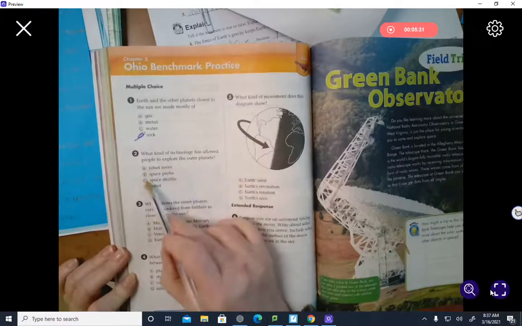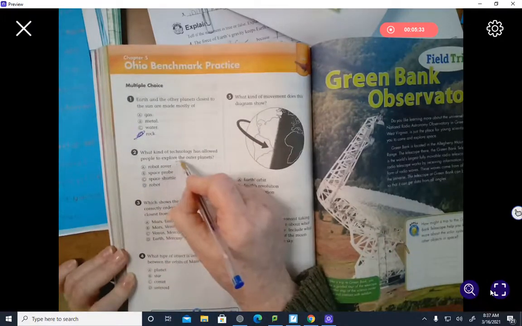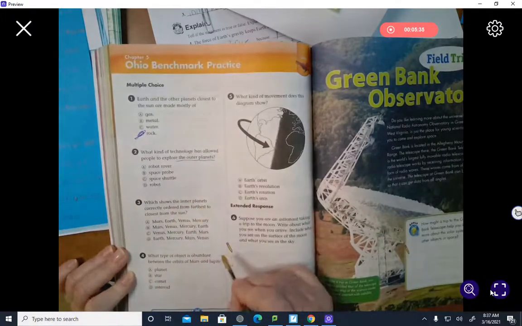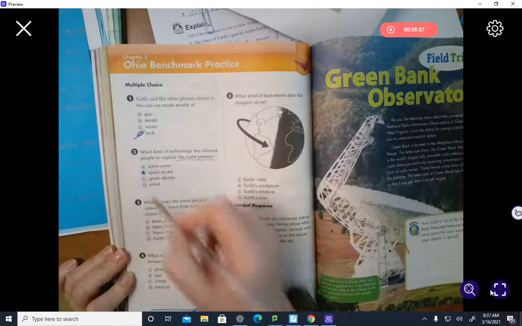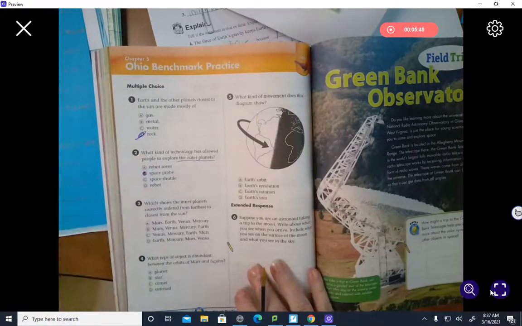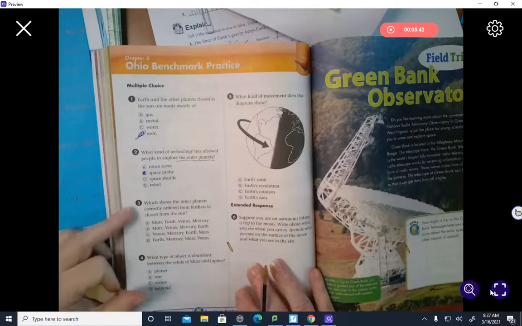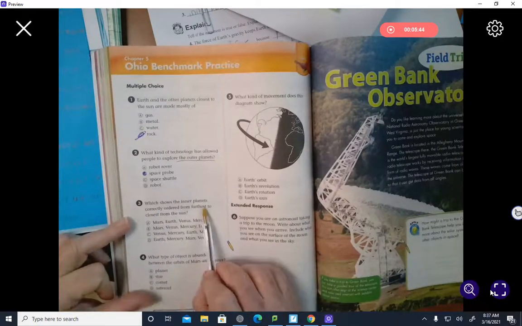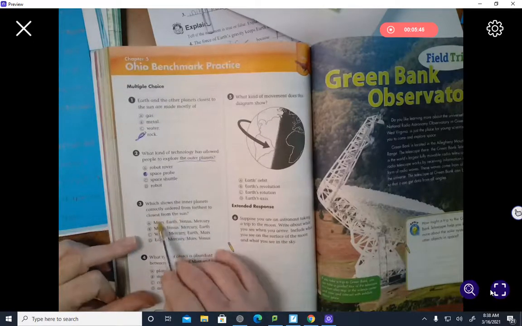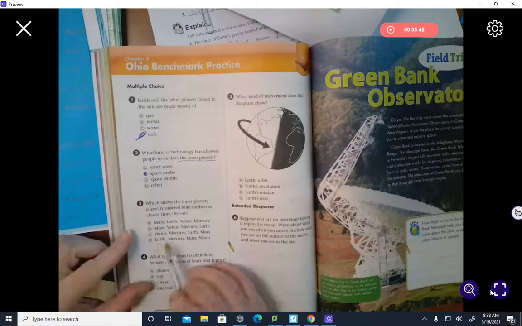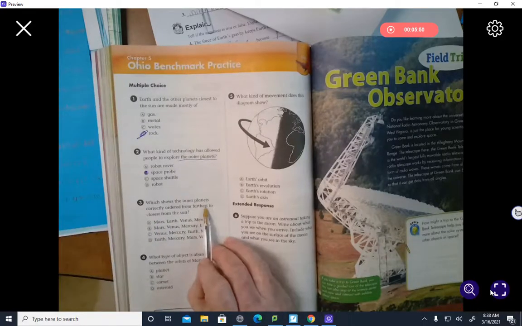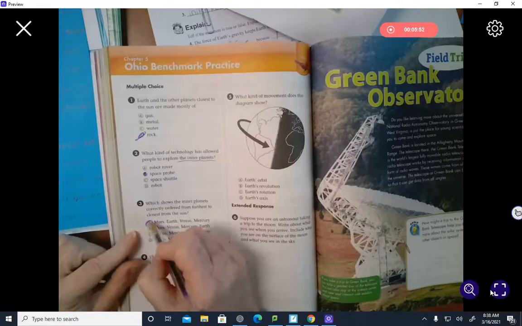This one was a difficult one unless you drew your attention to this idea of outer planets. Outer planets, it would just be a probe. We haven't used any of these others on the outer planets. Show the inner planets correctly from the farthest from the sun. You might think there's no right answers here, but it's telling you to go from the asteroid belt toward the sun. So A would be the right answer.